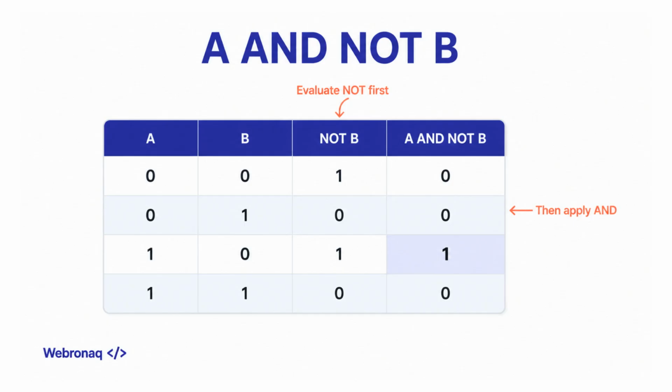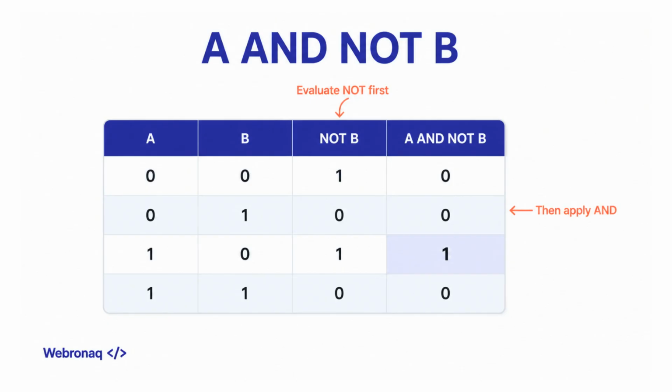Not B simply flips B. When B is 0, not B is 1. When B is 1, not B is 0. Now apply AND across A and not B. AND returns 1 only when both sides are 1. Looking at the table, only row 3, where A is 1 and B is 0, gives not B as 1, so AND returns 1 there. Every other row gives 0. Breaking a compound expression into columns like this makes even complex logic manageable.